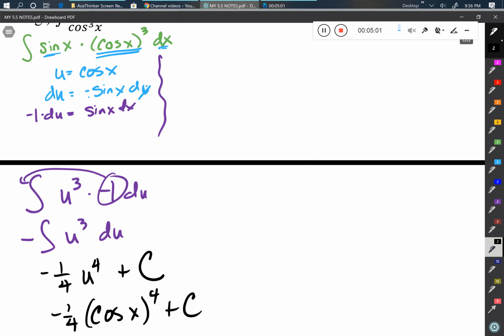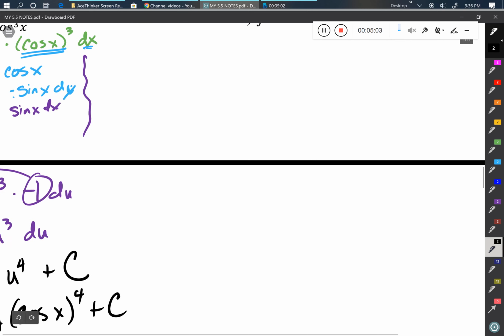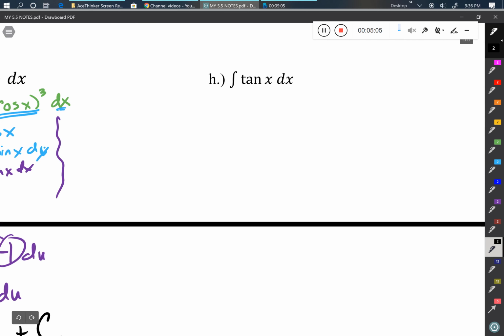Love this stuff. Right? More? I've got more. Here's an interesting one. The integral of a tangent. Right?